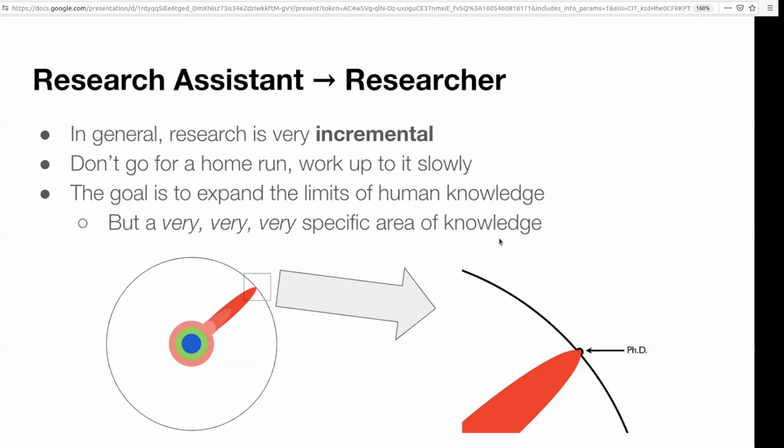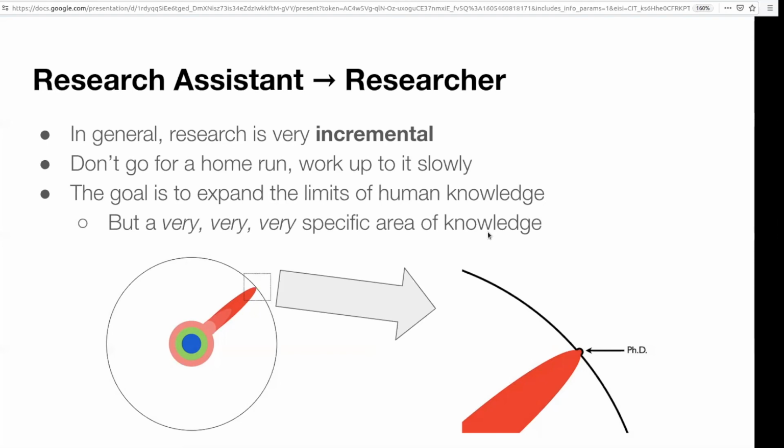So the goal of a researcher is to expand the limits of human knowledge, which sounds super cool, but it's not like you're expanding every alley of human knowledge. You're not expanding the knowledge of how mice work, or how to make phones better, or how to cure every disease in the world. Instead, you're trying to expand a very, very, very, very specific area of knowledge.